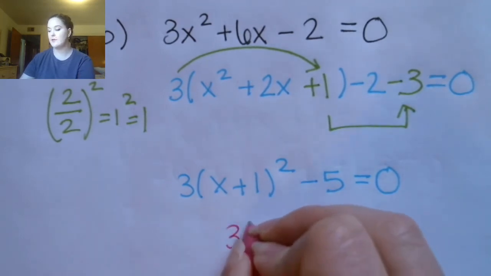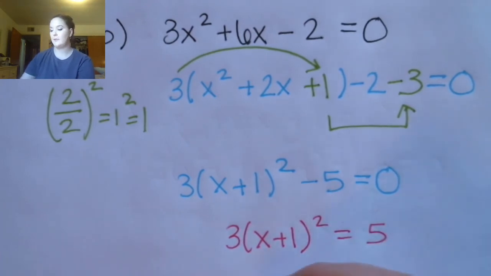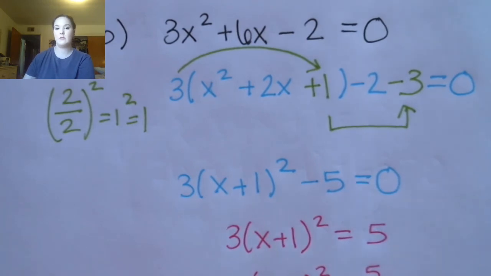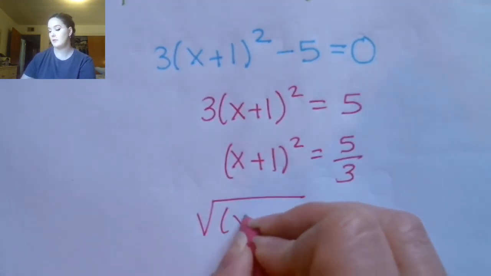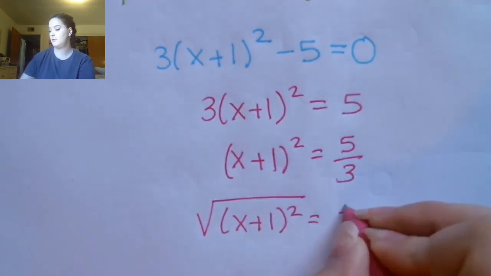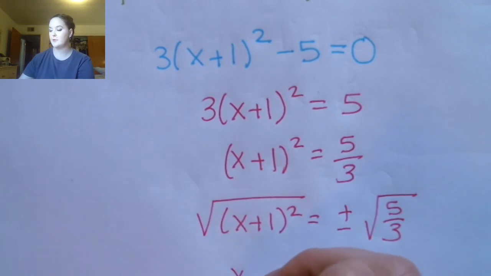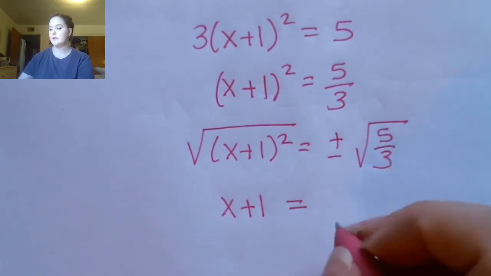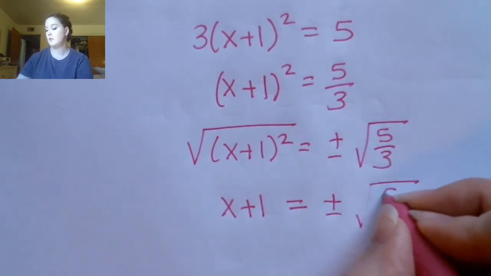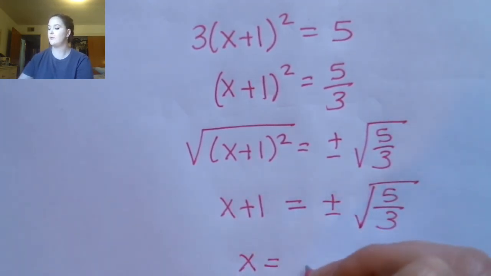So I'm going to add 5 to both sides. Okay, divide by 3. Okay, now I'm going to square root both sides. Okay, on the left this simplifies to x plus 1. Okay, and on the right, this doesn't simplify at all, so I'm just going to leave it. Okay, now I'm going to subtract 1 from both sides.